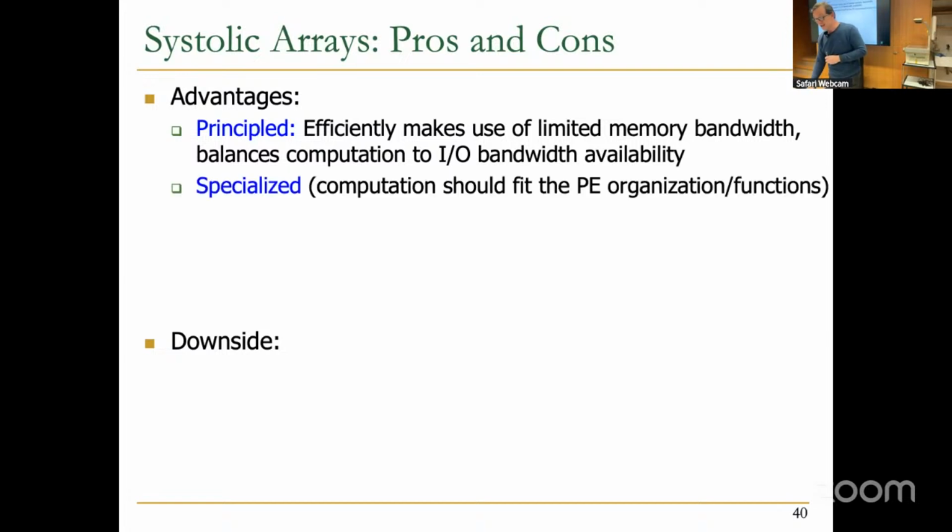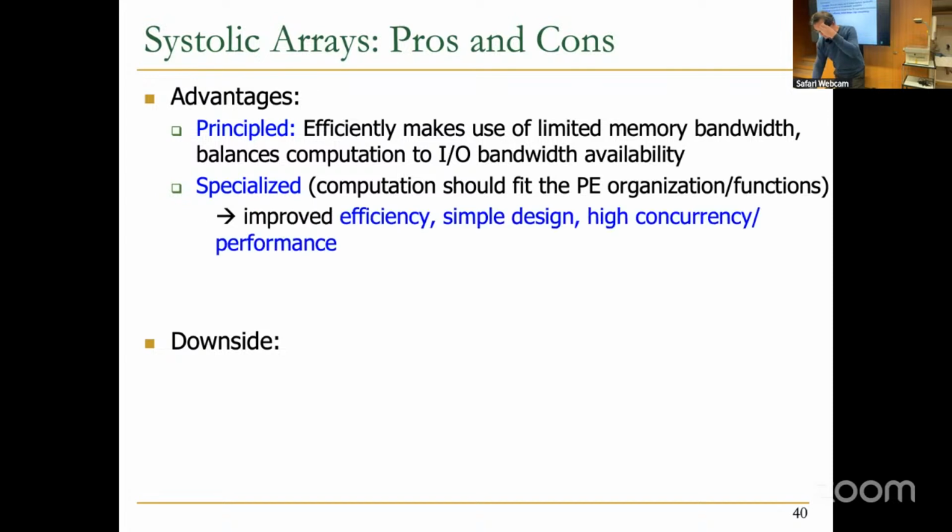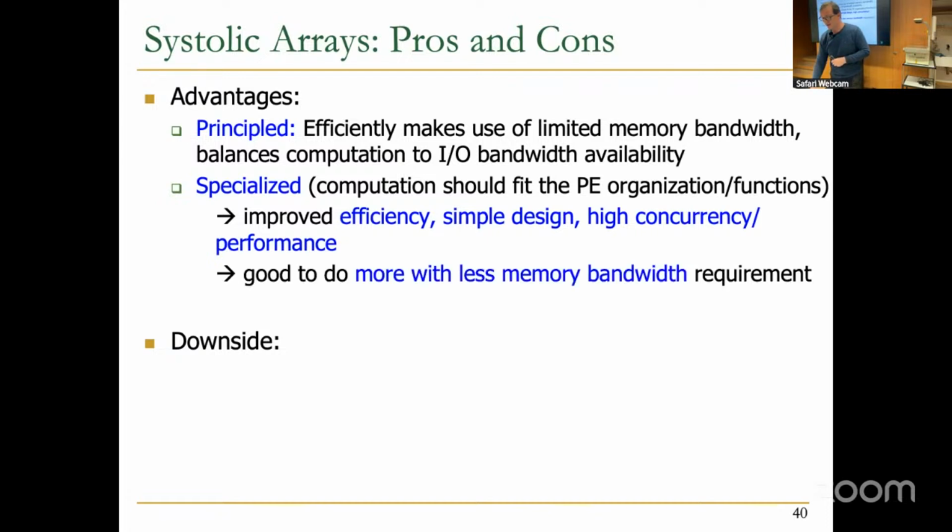Okay, it's specialized. Computation should fit the PE organization and functions, and you can make it very, very lean, right? If you think about it, there's no instruction here. There's no instruction overhead. All of that is gone. If you look at a modern CPU, as we looked at, there's a lot of instruction processing overhead, right? No instruction. It's just data comes in, there's some operation done, and then data comes out. So efficiency is very high. It's a very simple design, high concurrency, and high performance, if you design it well. So it's good to do more with less memory bandwidth requirements.